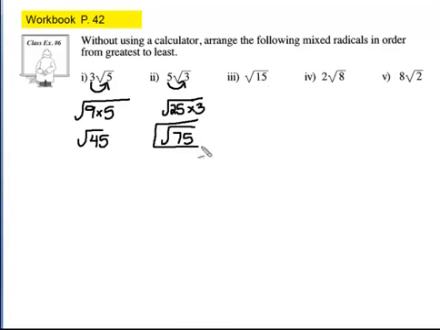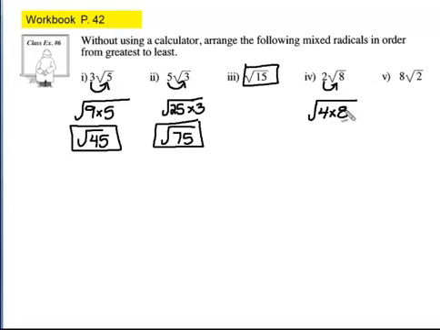What I'm doing is coming up with values as entire radicals that I can then compare. Part 3 already was an entire radical, so I'll move on to part 4. And that's going to be the square root of 4 times 8, or root 32. And then the last one, 8 root 2, which is the same as 64 times 2, or 128.